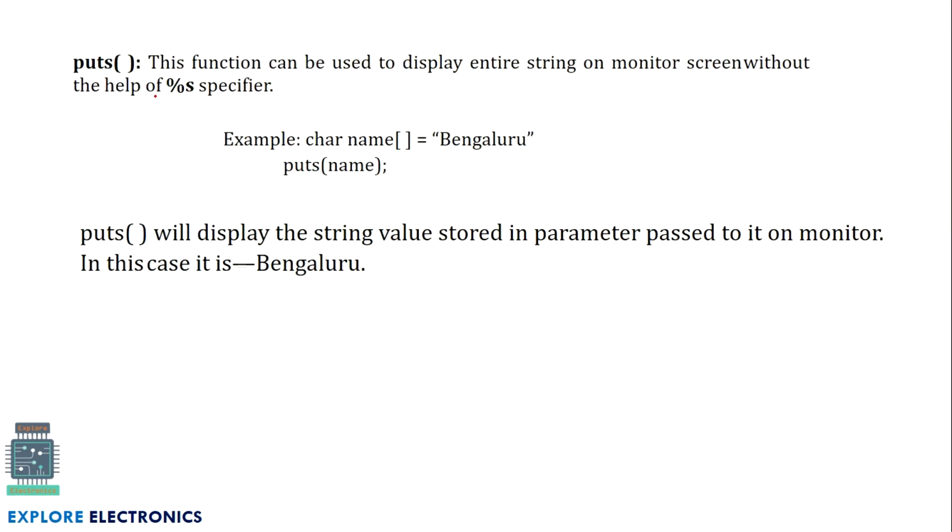And to print the string we have puts function. So this function we can use to display the entire string on the monitor without the need of using this %s. So if we are going to print a string using printf, then we are going to use this %s specifier. But using puts function, we can directly display the string without the need of using this specifier. For example, we have a variable called name which is having the string. So this string we can display on the screen by using puts function.